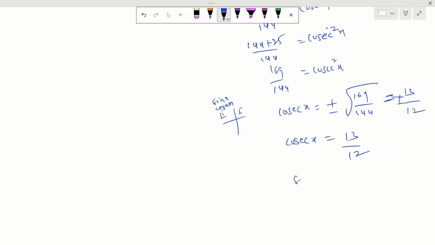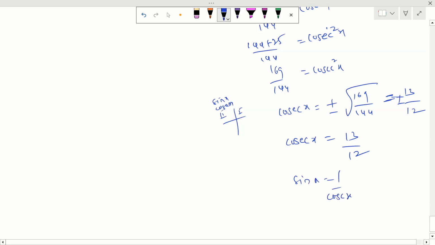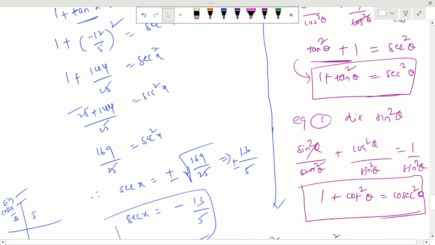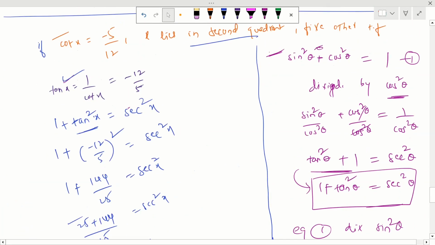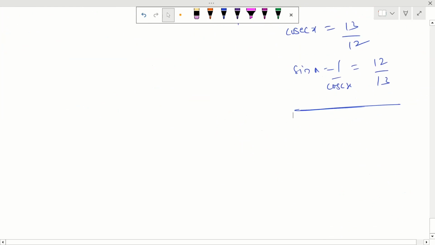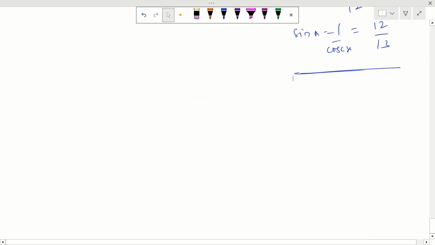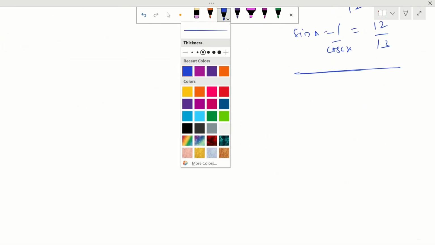Now we can write the sine value, the reciprocal of cosecant x. Then it is 12 by 13, right? Understood, so the concept is clear. All values we have found, all the other five. Likewise, we have to calculate for the remaining ones. So now you understood the meaning of quadrant angle.